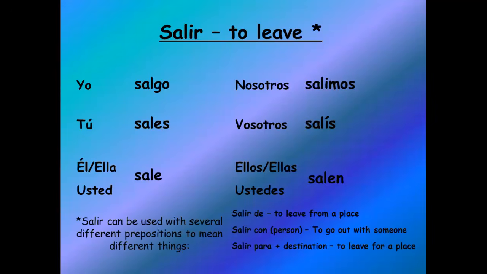Now, salir can be used with different prepositions, and it would change the meaning to mean different things. So if you were to say salir de, you're saying that you're leaving from a place. Salir con, with a person, is to go out with someone. Salir para, and then some sort of a destination, is to leave for a place. So if I was to say, yo salgo para España, I leave for Spain, that means I'm going to Spain. But if I say, yo salgo de España, that means I'm leaving from Spain to go somewhere else.